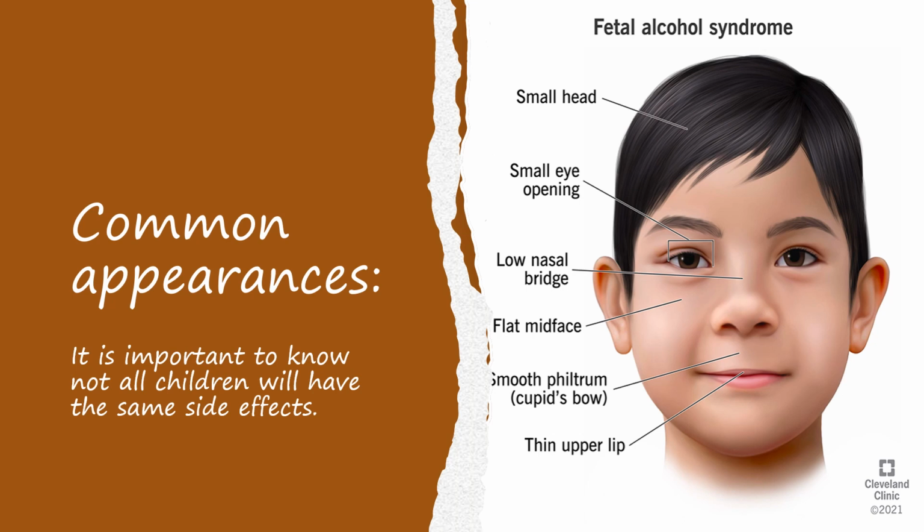Common appearances. It is important to know not all children will have the same side effects, especially with their appearance. They could have learning and developmental delays along with that. Fetal alcohol syndrome commonly presents with a small head, small eye openings, and low nasal bridges, with a flat midface and a smooth cupid's bow with a thin upper lip. However, this is not apparent in all cases.